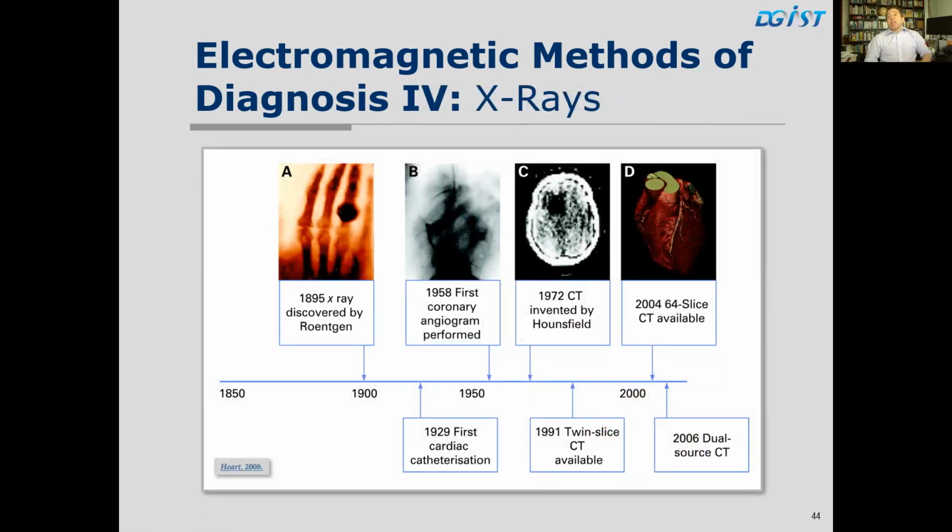Another aspect of electromagnetic diagnosis is X-rays. So X-rays were discovered in 1895 by Röntgen, and those are high energy electromagnetic radiation that interacts in a physical basis with inner electrons or high energy electrons. You had other medical advances in imaging, cardiac catheterization, coronary angiogram, CT scan, and more sophisticated CT scans.